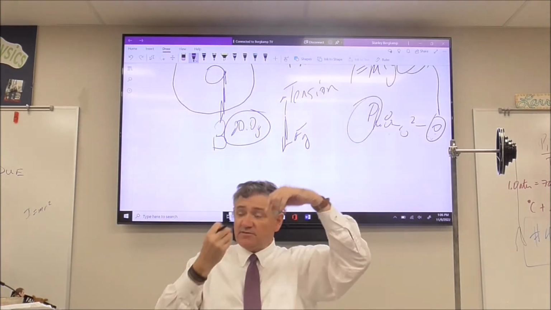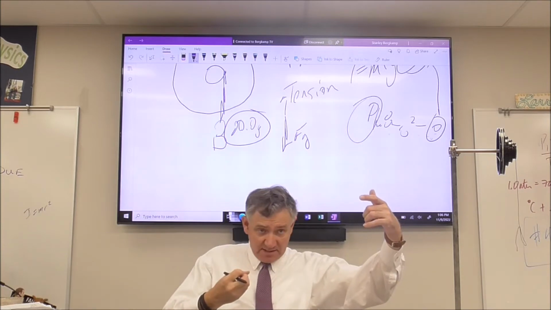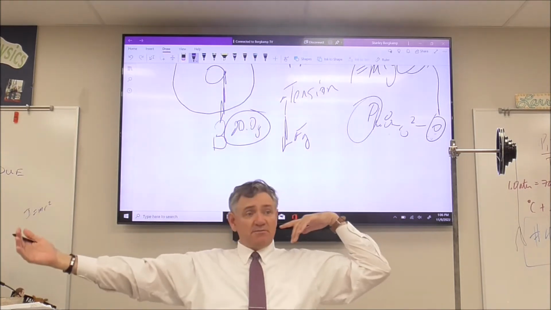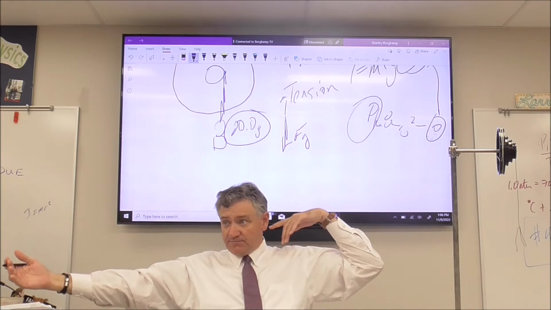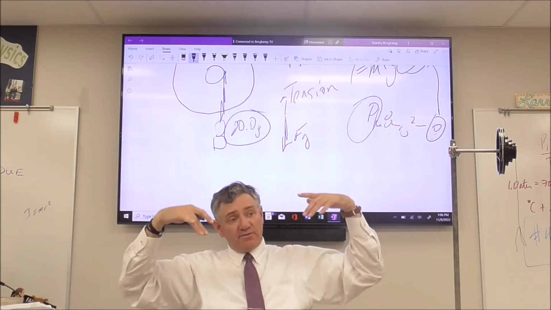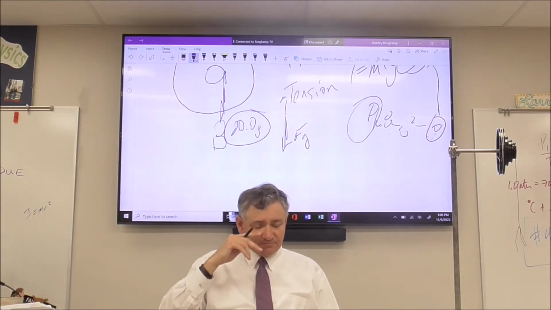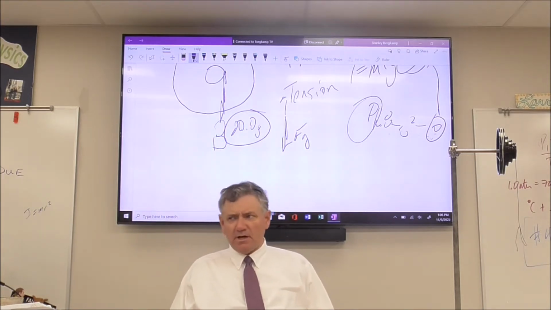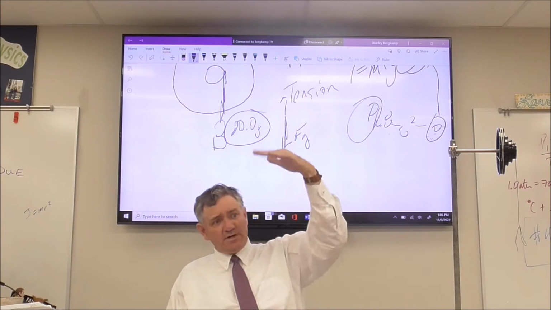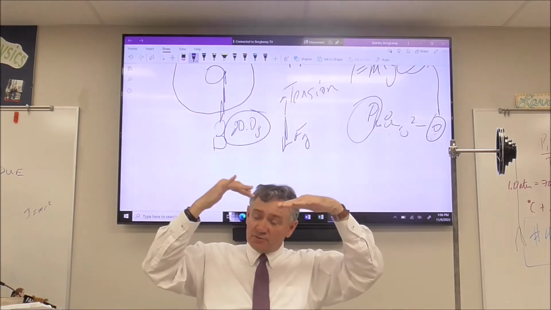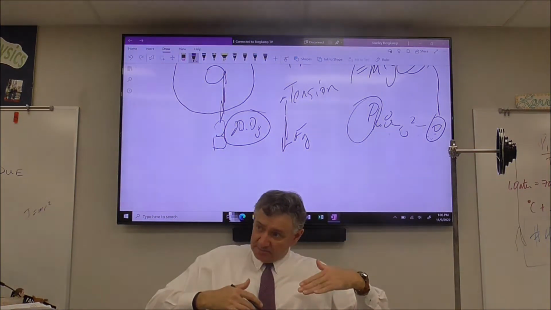Because if there is no upward force acting against it, your acceleration is just going to be 9.8 meters per second squared, okay? So think this through. Here's what's going to happen with tension, and hopefully that makes sense. If there's less stuff working against it, your net force is going to get bigger and your acceleration is going to get bigger.